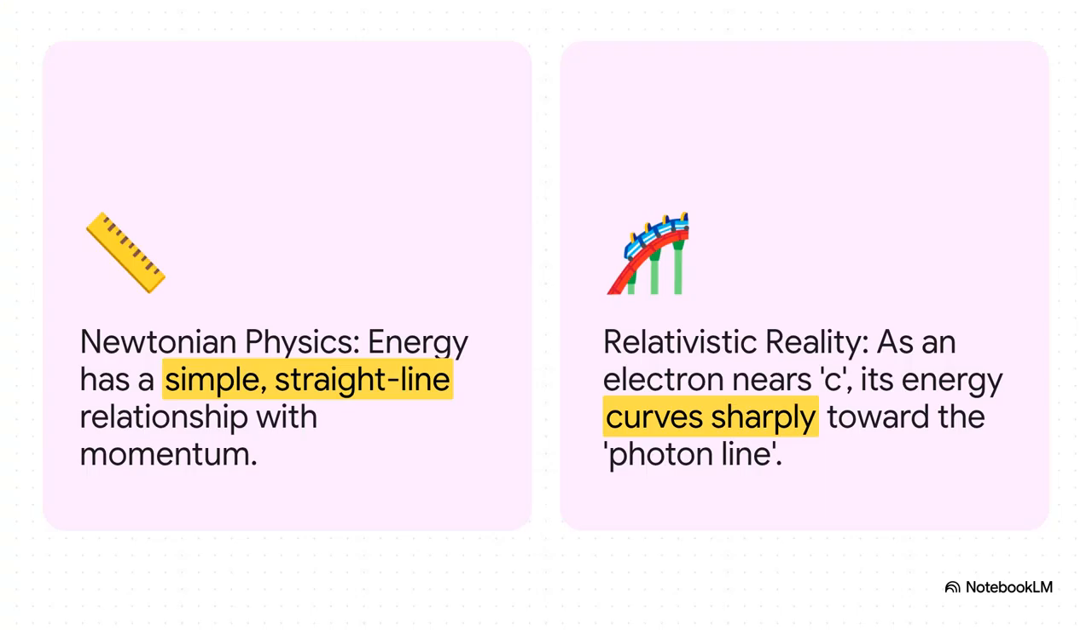You know, back in the old days of Newtonian physics, things were simple. You give something more oomph, more momentum, and its energy goes up in a nice, clean, straight line. But then Einstein came along and showed us the real picture. In reality, as you get an electron closer and closer to c, its energy just goes wild. The graph of its energy versus its momentum starts to curve up, like it's trying to climb a wall it can never get over, that light speed curtain.